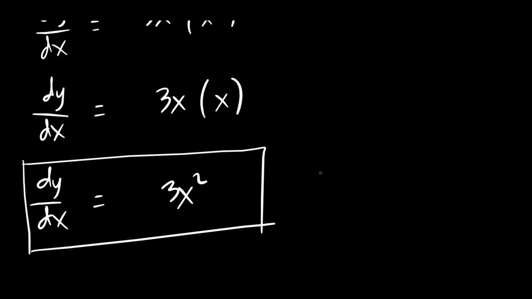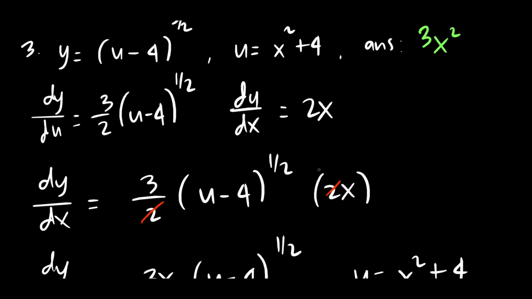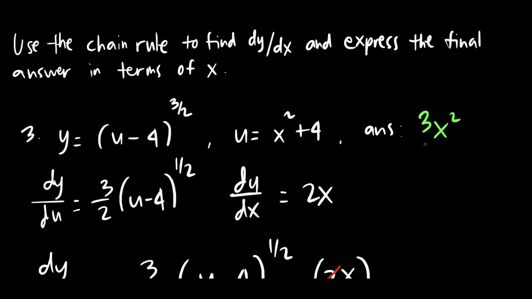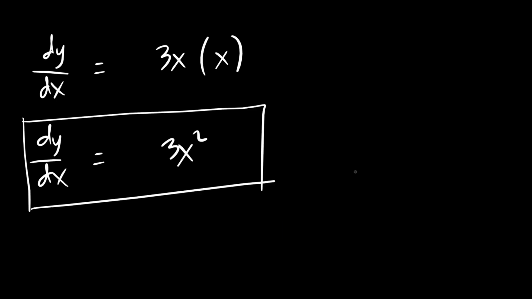So let's check if our answer is correct. So the answer is 3x squared, and our answer here is correct. So let's proceed to number 5.